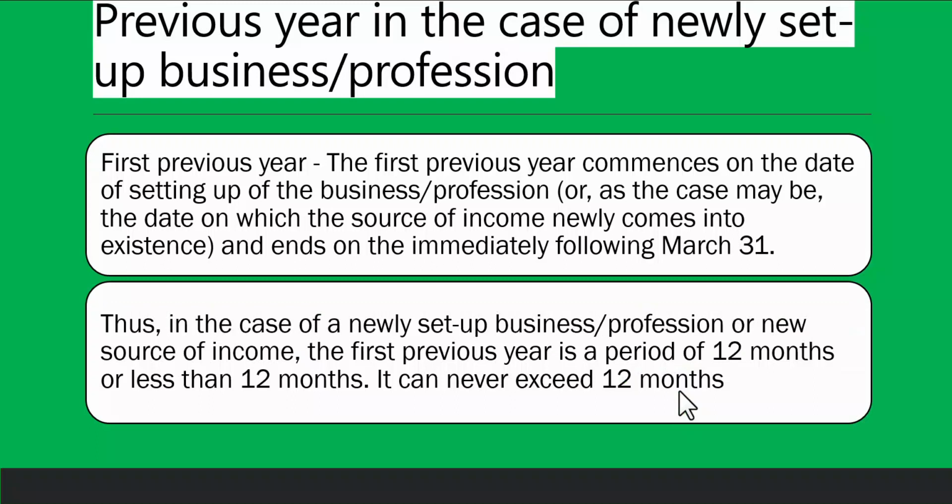Thus, in the case of a newly set up business or new source of income, the first previous year is a period of 12 months or less than 12 months. It can never exceed 12 months. So that means he's starting somewhere in the middle of the year. Okay. So his first previous year will be either 12 months, a full year, if he starts from 1st April and ends on 31st of March. Or he can start on the 1st of May, then he'll have 11 months. If he starts a business in the month of October, then it will have 6 months, like this. Okay.